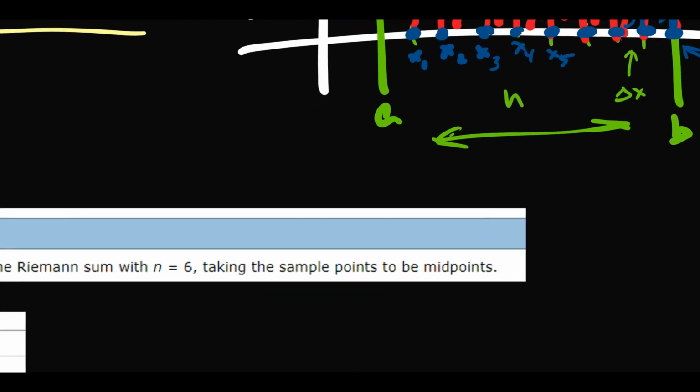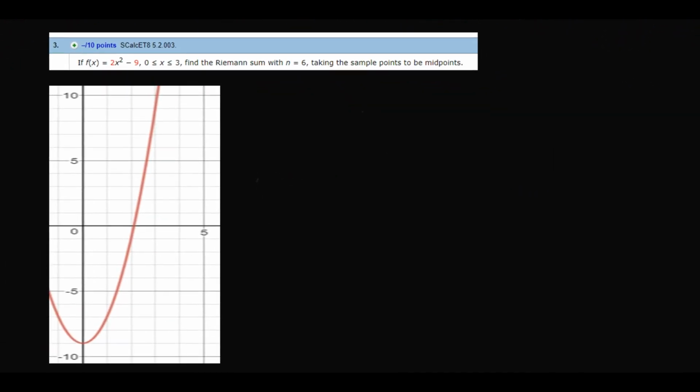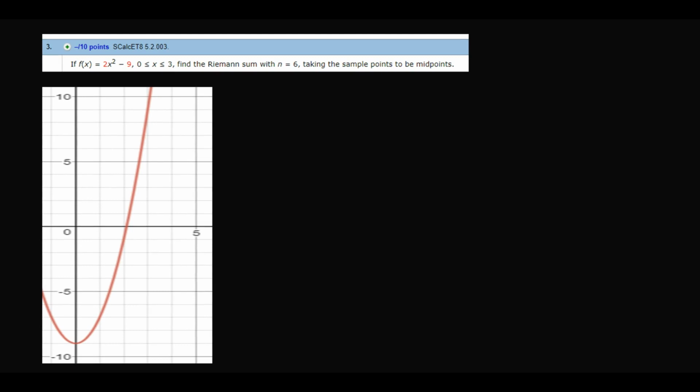So I've picked a problem that's straight out of the homework. Let's look at it. If you want to pause the video, you can. So I've graphed 2x squared minus 9 on Desmos, and we're looking at between 0 and 3. So 3 hits up here at 9. Right there, this is 9.